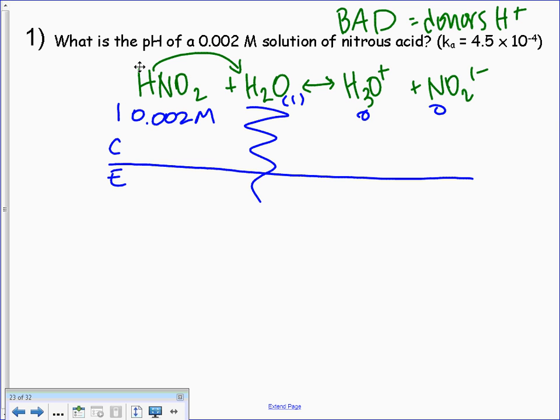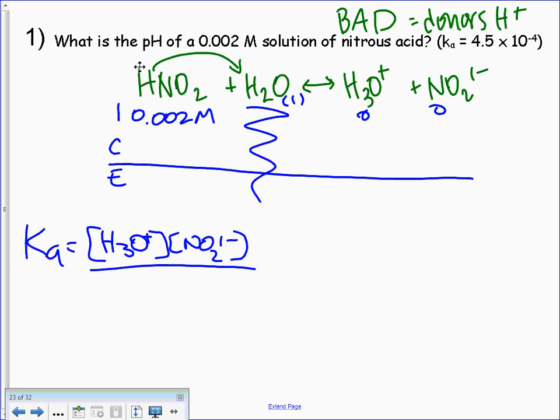I also know my K value. Can I go ahead and set up something? K expression. Ka is equal to, whenever you're ready, hydronium times nitrite over nitrous acid. Okay, so if I can get these equilibrium values, I will. Actually, I don't really need to solve for K. I know what K is equal to. It's equal to 4.5 times 10 to the negative 4.